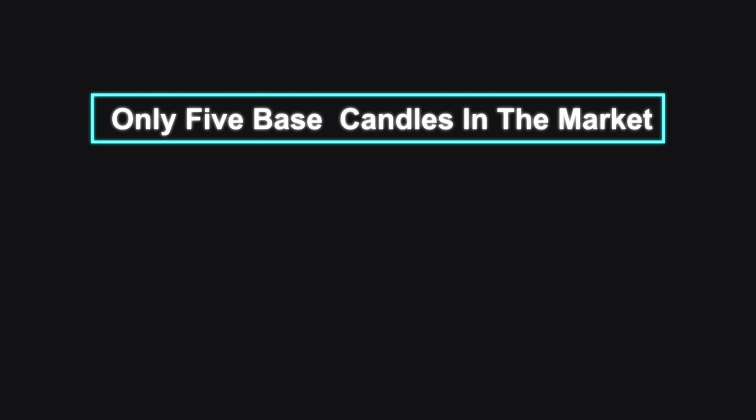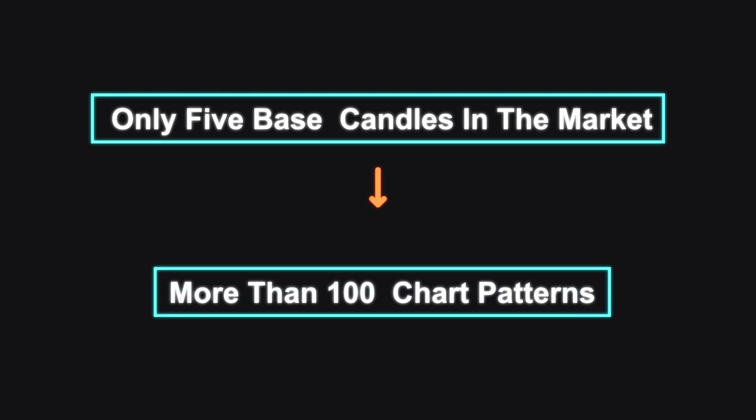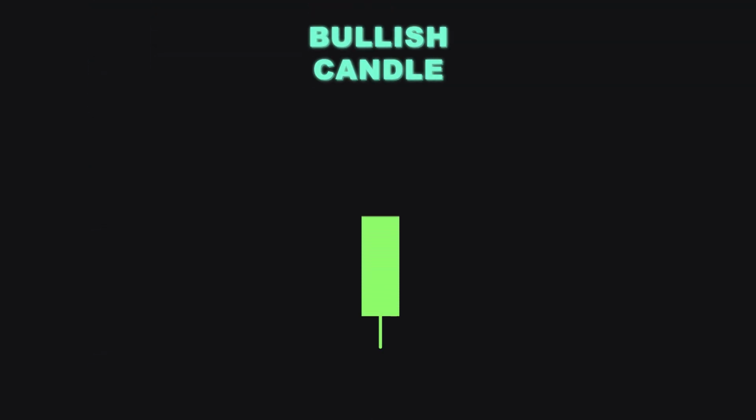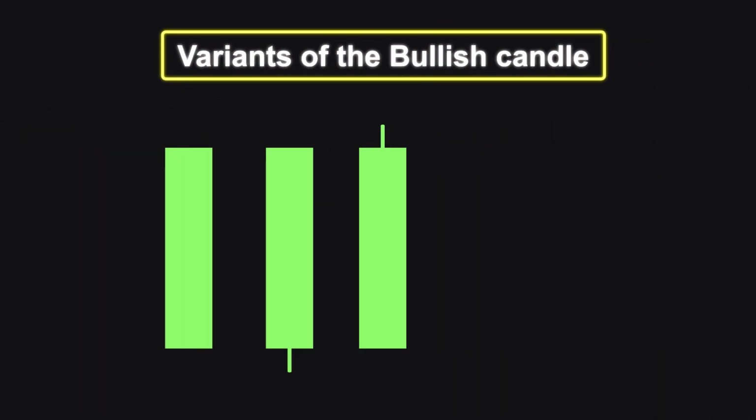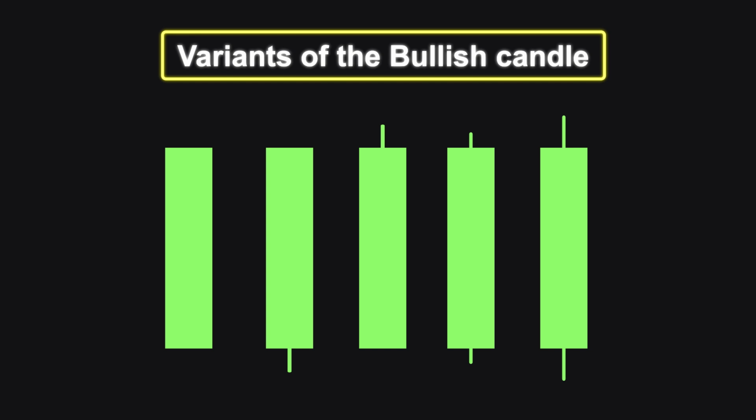Now, understand carefully that there are only 5 types of candles in the market, and the rest of the 100 patterns are based on these 5 candles. The first candle is the bullish candle, in which the body is big and the shadow is small. Its color is green, and its closing price will be around its high. All these are its variants. We have arranged their variants in line according to their strength. It means that the most effective candle is the one we have placed first.